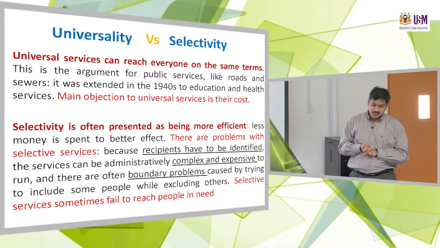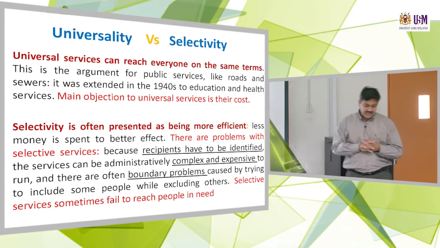Till now, what we have done today in this third week, first lecture, is welfare. Maybe now we can see individualism, collectivism, selectivity, universality. You understood what this is? Universality, simple. The institutional model talks about universal services. Whether you are poor or rich, the social welfare policies cover all of you. Universal services can reach everyone on the same terms. This is the argument for public services or any other health services.